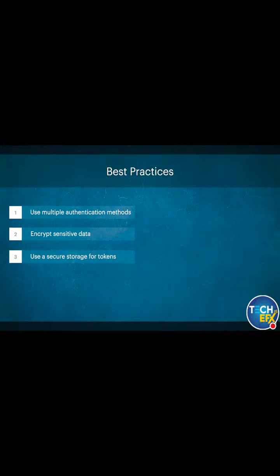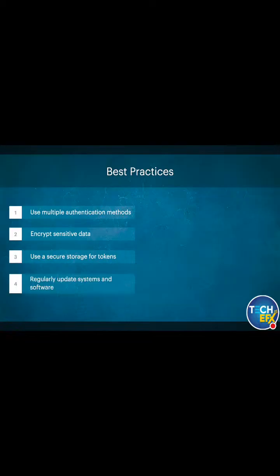Use a secure storage for tokens. Security tokens should be stored in a secure location, such as hardware security module, which is also called HSM, or a secure element in a device. This helps to protect the tokens from physical attacks and unauthorized access.